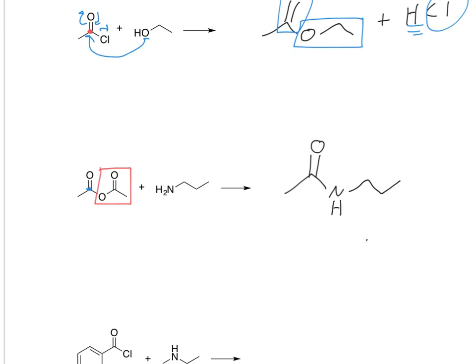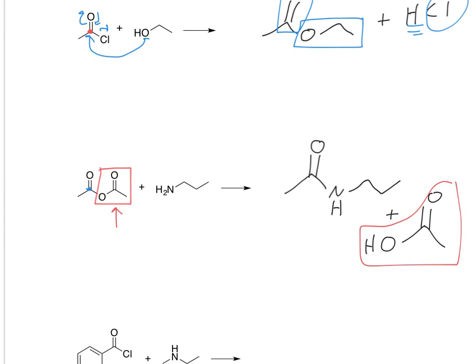The other one can go with the portion that we lost. So in this case, this was our leaving group, that was in the box over here. And so that's how we add nitrogens to anhydrides.